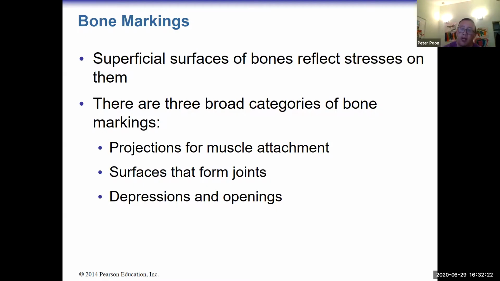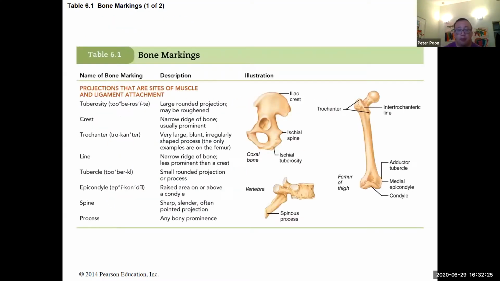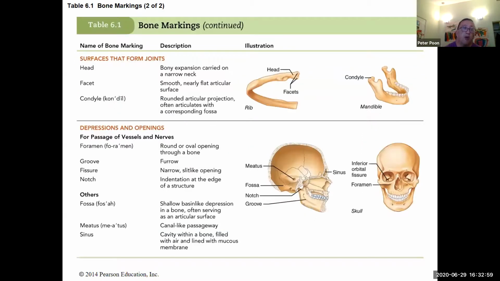The bone markings we'll skip for now. You can review these by yourselves, and we'll talk more about these when we cover the bones themselves. You need to know what a tuberosity is, because we'll ask you what the humeral tuberosity is, et cetera. So you can go through this by yourselves later.